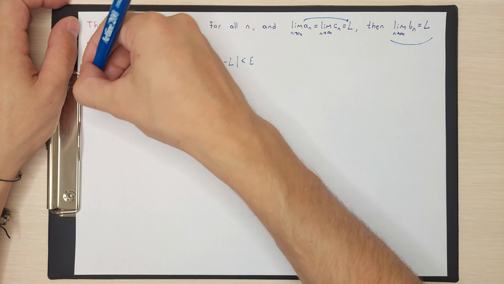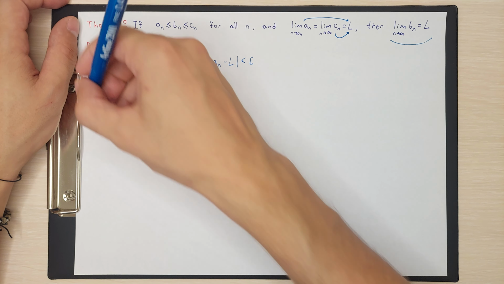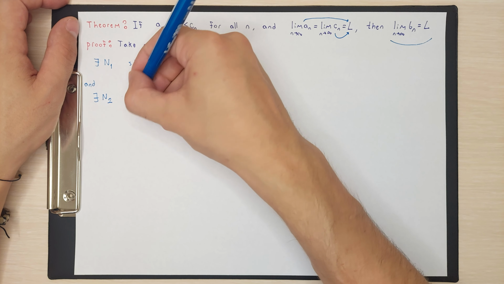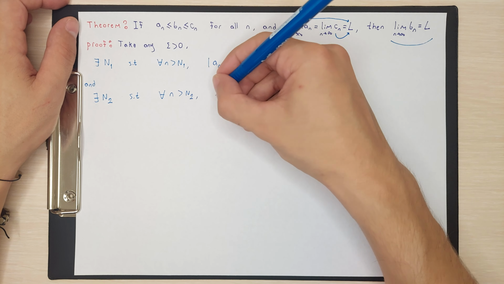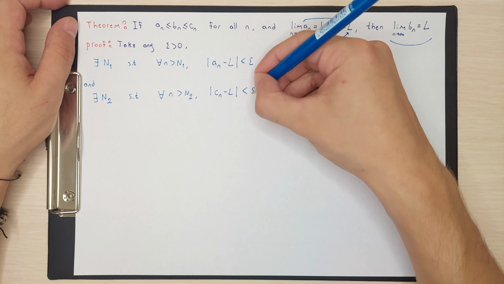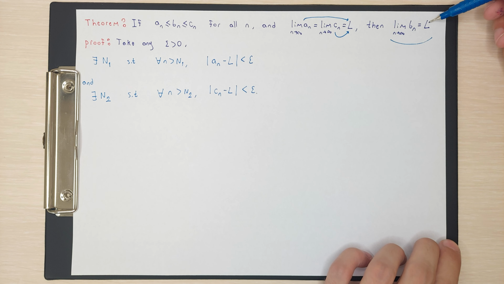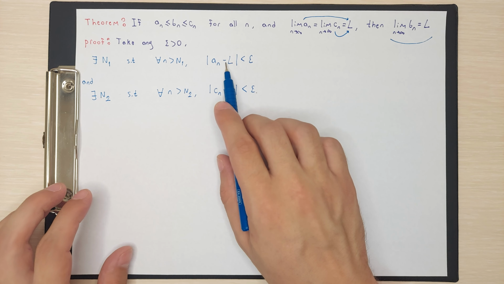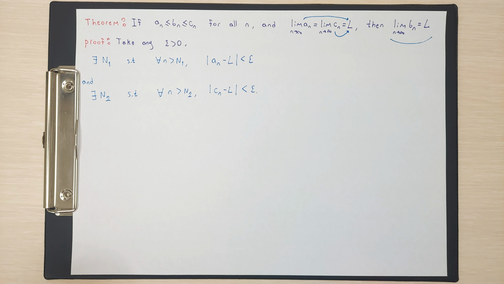And also, limit cn is L as well. So we can easily say that there exists n2 such that for all n which is greater than n2, we have the absolute value of cn minus L less than epsilon. But we are trying to prove that limit bn is L. We need to find some kind of definition like this, but with the absolute value of bn minus L less than epsilon. But how can we find that?